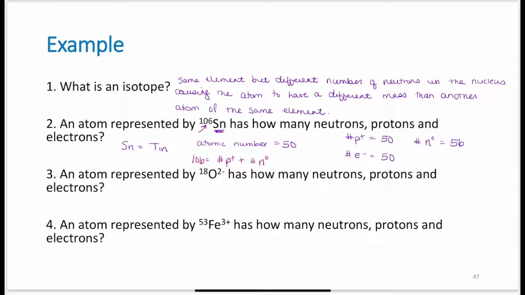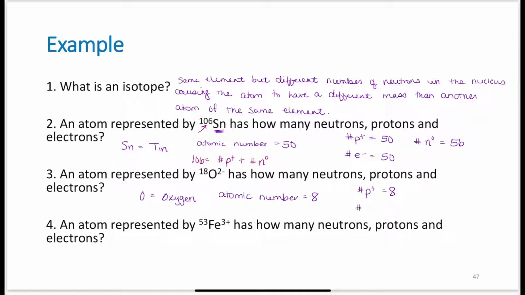An atom represented by 18O2- has how many neutrons, protons, and electrons? Well, you should know this one. Oxygen is O. And look up the atomic number. The atomic number of oxygen is 8. Therefore, I know my number of protons has to equal 8.